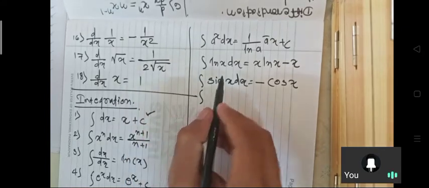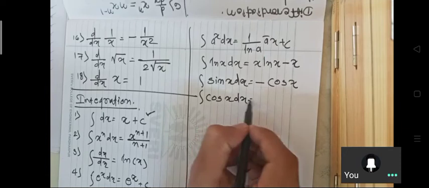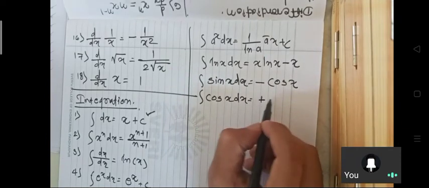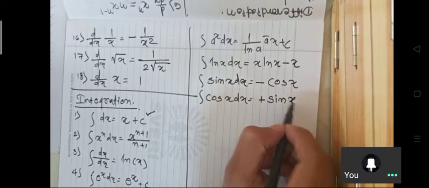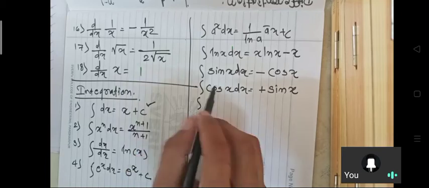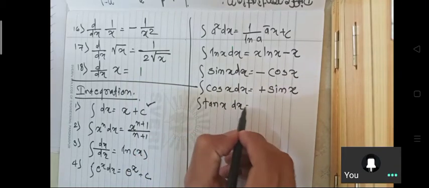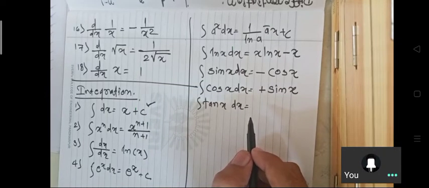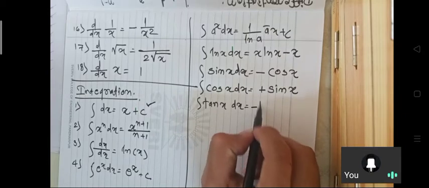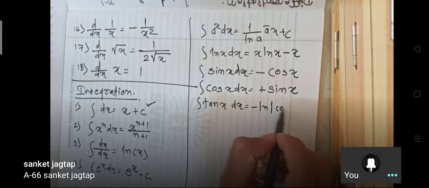Next is integration of cos x dx. Answer of this is plus sin x. Correct. Next is tan x dx is equal to minus log of cos x.